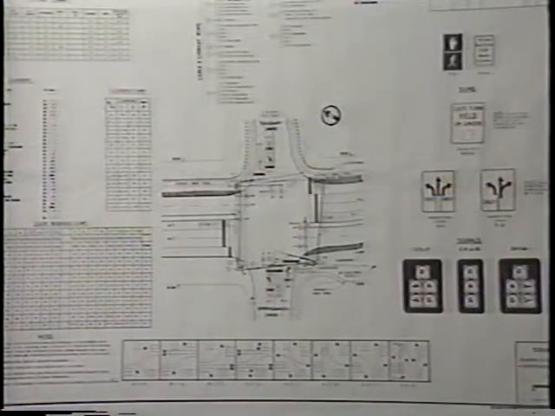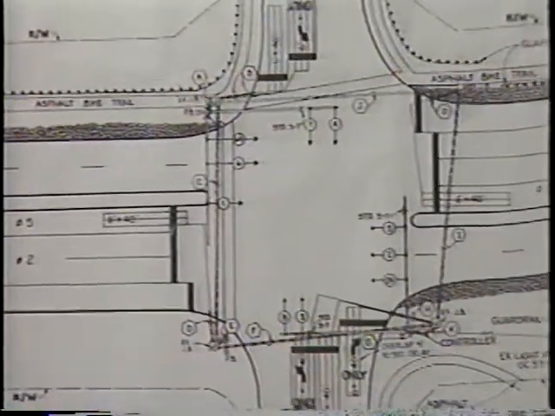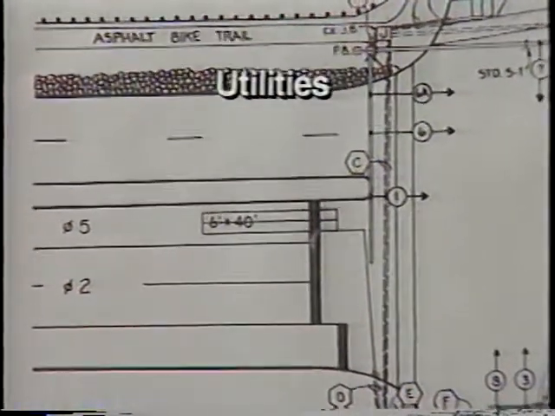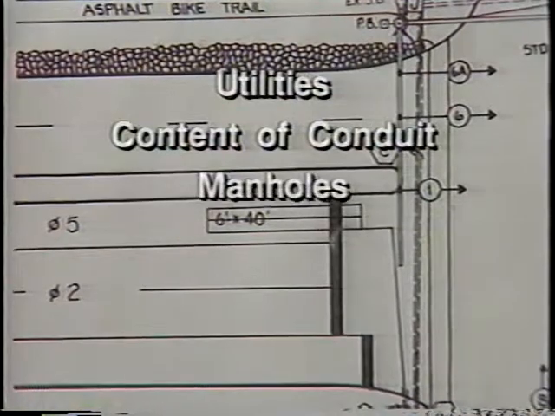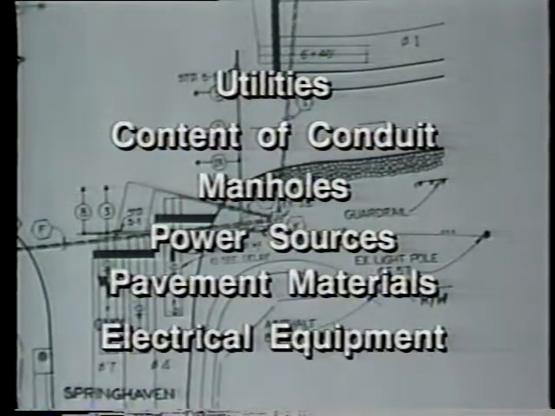A scale drawing of the location should show the correct geometry of the roadway and the exact location of the in-road sensor element in relation to the stop lines. A basic guideline for the installation crew, this scale drawing should include the location of all underground utilities and content of conduit, manholes, power sources, pavement materials, and any electrical equipment that would interfere with the installation.